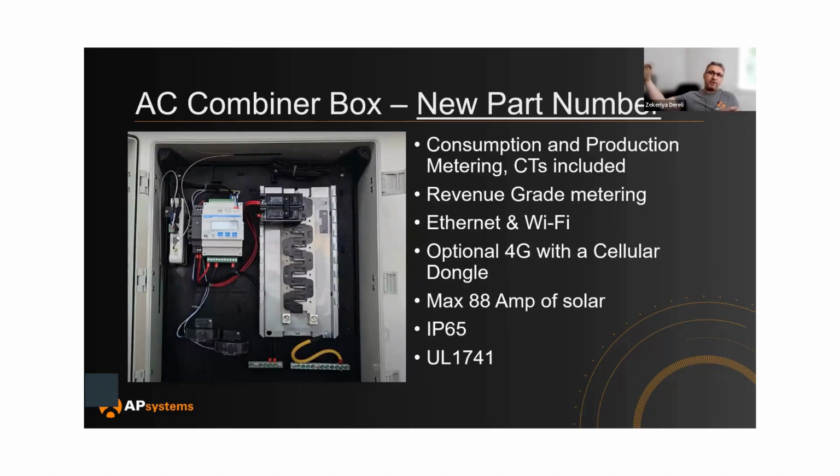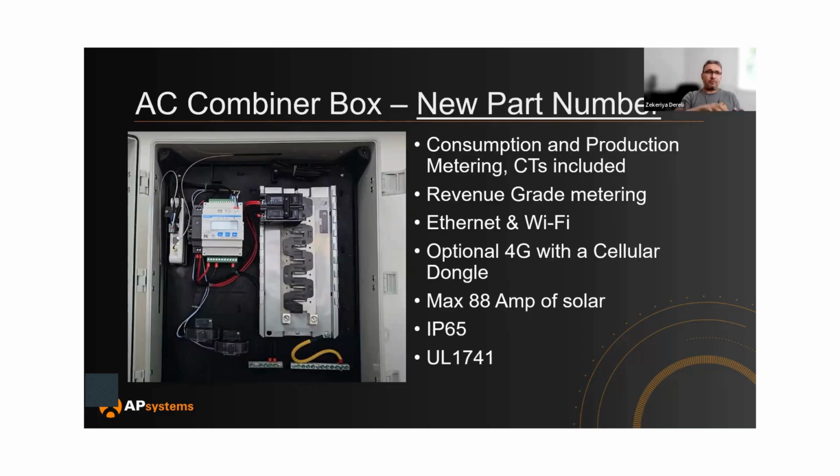You just need to install them and bring it into the combiner box. Got a revenue grid metering with the chip meter. And I also like to mention that we recently modified the AC combiner box. In the past, we had the ECU, which was cellular plus Ethernet, but we got a request from our installers saying that we need Wi-Fi. So we basically swapped the ECU with a Wi-Fi compatible ECU.